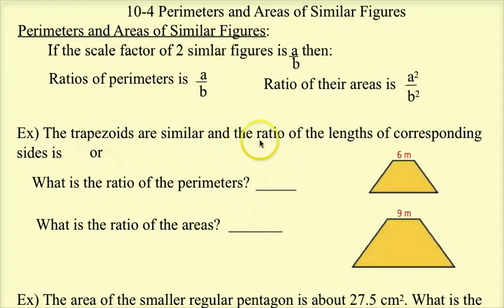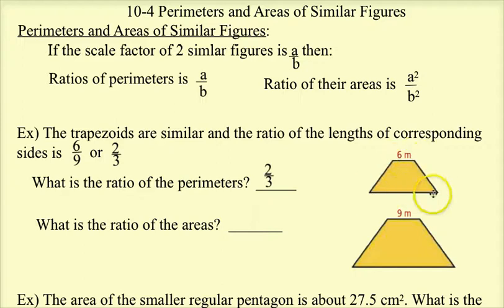So the trapezoids are similar in the ratio of the lengths of the corresponding sides. I'm just going to take the side from the first trapezoid and the side from the second trapezoid. So the ratio of the sides is 6 over 9. And if anything can be reduced, I'll always reduce it. So I'm going to divide by 3, and my ratio then is 2 over 3. So that's the ratio of the sides. Now remember, the ratio of the perimeters is the same thing as the ratio of the sides, so the ratio of the perimeters is also going to be 2 over 3.